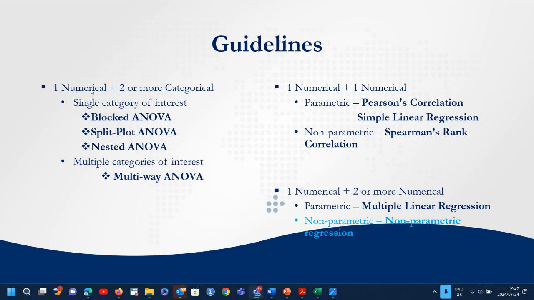So if you have one numerical and two or more categoricals, then you will be doing ANOVAs. Here you have one numeric dependent, and the independents are either all numerical or a mixture of numerical and categorical. Here it's one numeric and the other ones are all categorical.